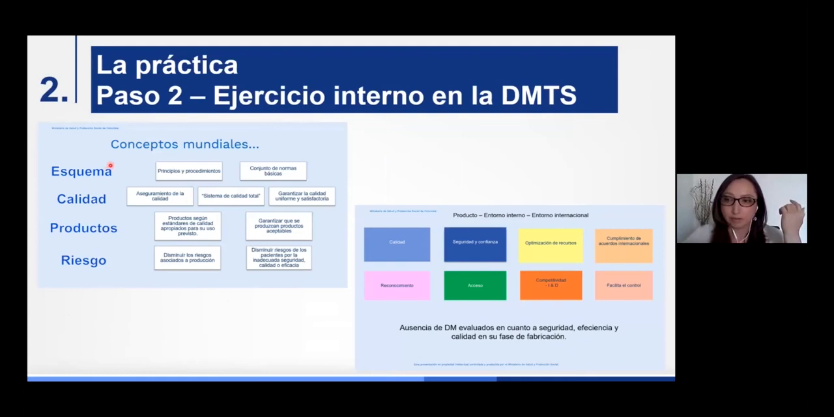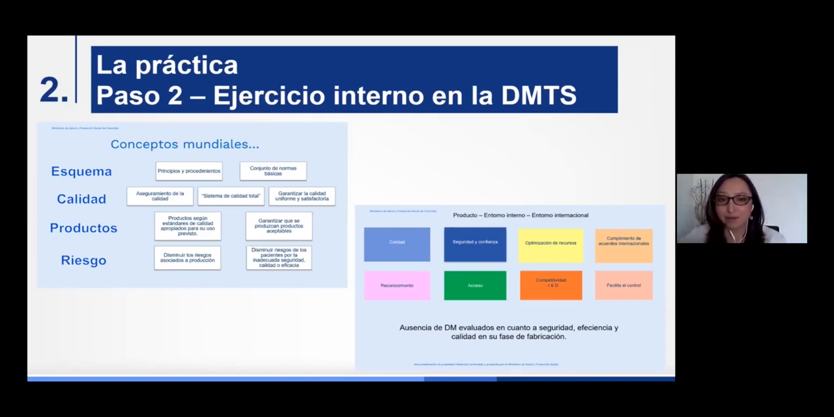And then we had some worldwide concepts in terms of some key words related to medical devices: the scheme, the quality, the products, the risk, and some concepts that we had to use based on what has been investigated before, and we entered the product itself, the internal surrounding and the international surrounding. At the end of this exercise we had some lines, and the problem was the first exercise in 2019, and we had just finished the regulatory impact analysis. And with all this scheme, this exercise we carried out, we said, okay, let's go to the next level.